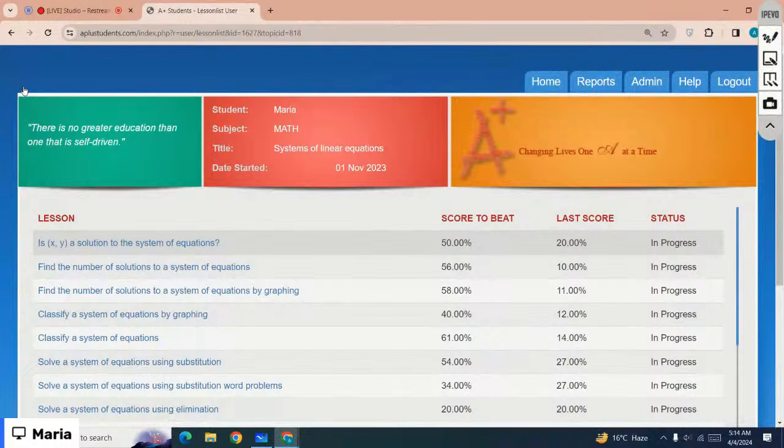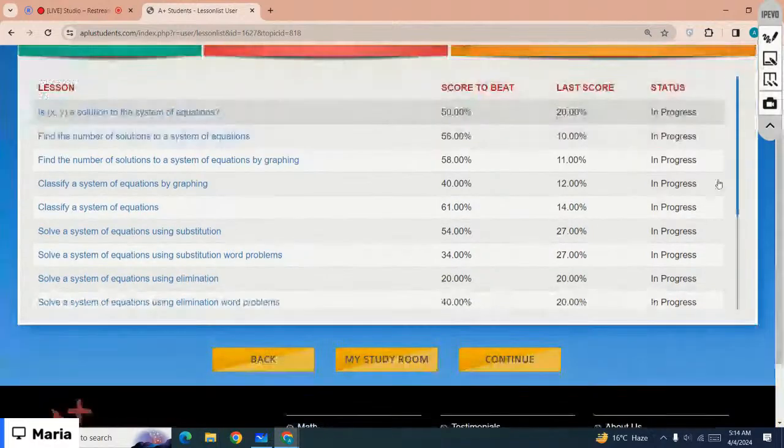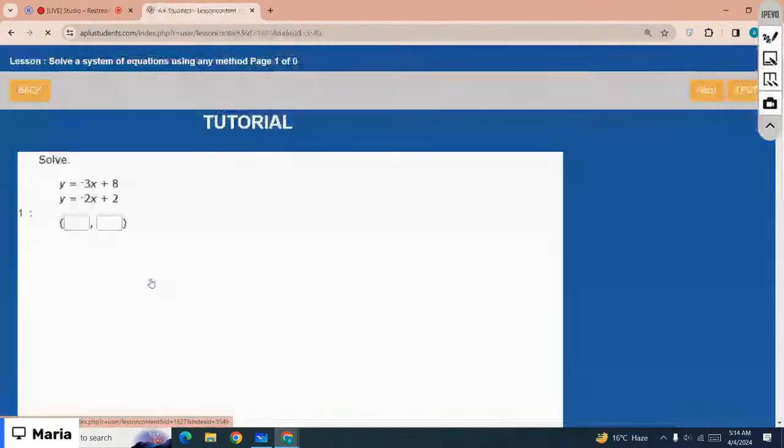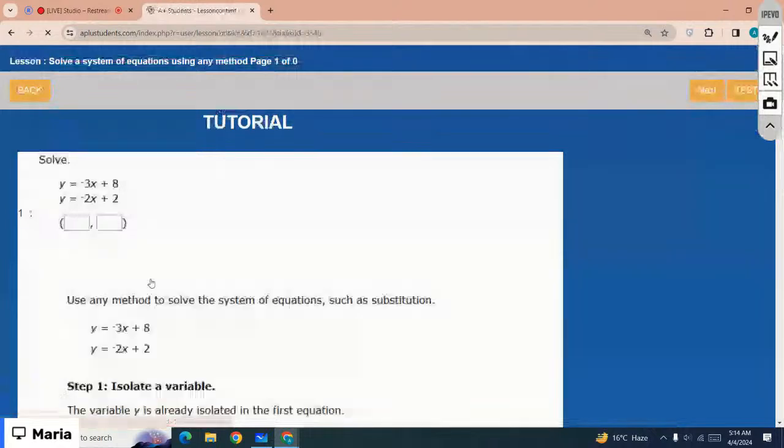So let's just start with the next lesson, that is solve a system of equations using any method. y equals negative 3x plus 8, y equals negative 2x plus 2. Use any method to solve a system of equations, right?